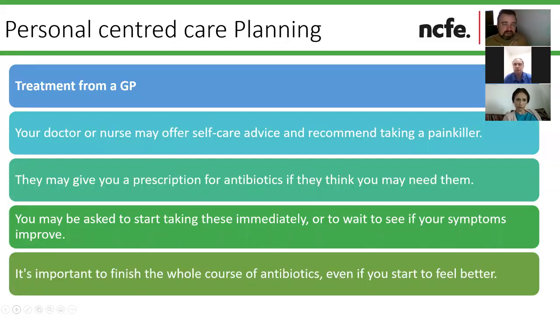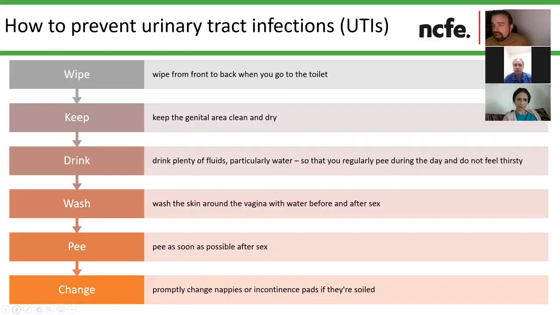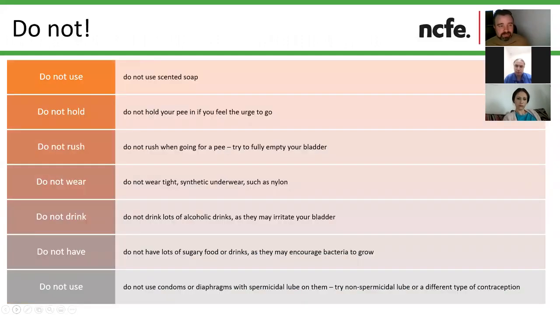So good person-centered care planning is really important to prevent urinary tract infections: regular toileting, keep it nice and clean, drink lots, wash a lot, check your pee on a frequent basis. If you have sex, pee afterwards. And make sure that people are clean. Don't use soap on the urethra. You normally have the ProShield sprays, which neutralize the pH and make it safe.